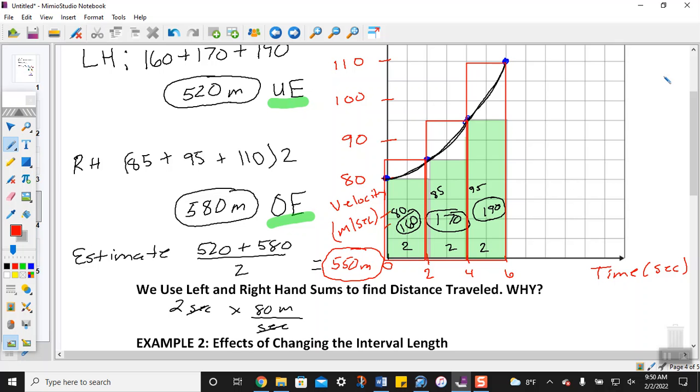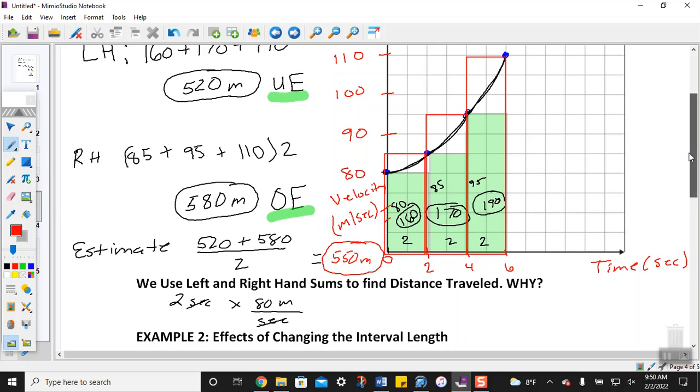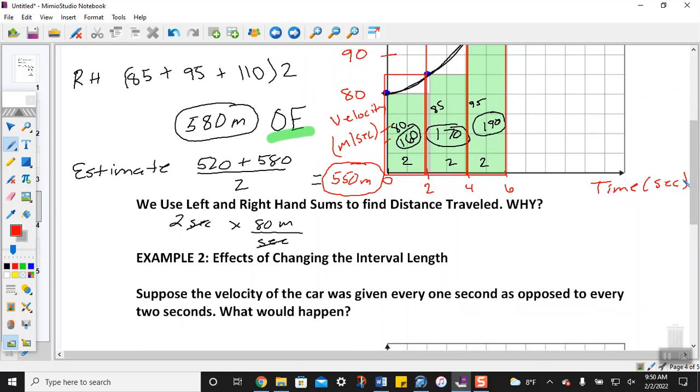Now, my friends, I want to talk about the effect of changing interval length. Okay, but do you guys have questions on that first example? What did I tell you earlier? If you can multiply and you can add and you know your left from your right, can this make sense? Yes. Okay. Now, guys, example 2 is talking about what are the effects of changing the interval length? Suppose the velocity of the car was timed every 1 second as opposed to every 2 seconds. What would happen? Okay. This is going to be something that's relative to error.